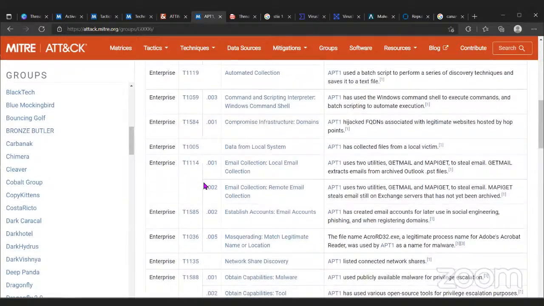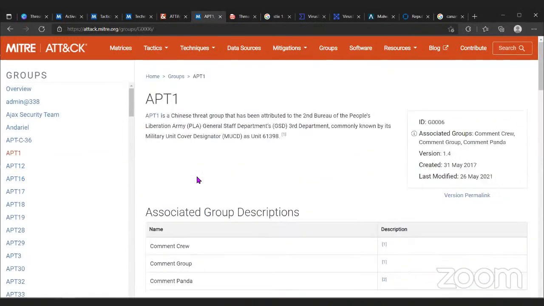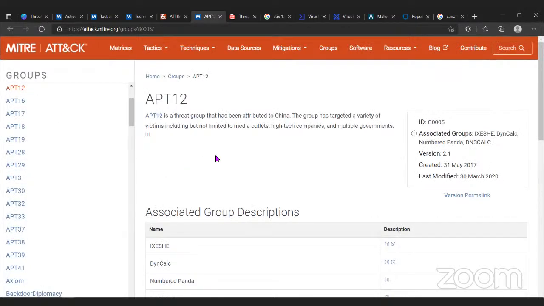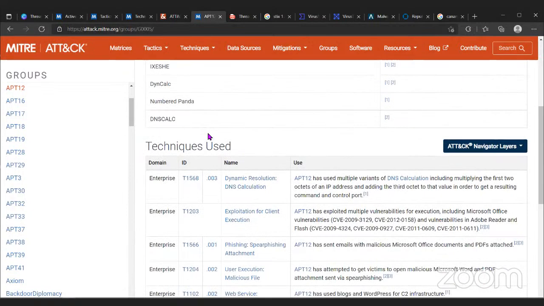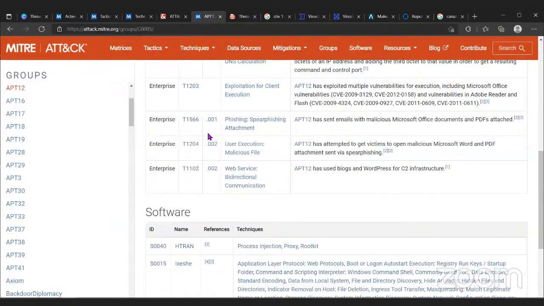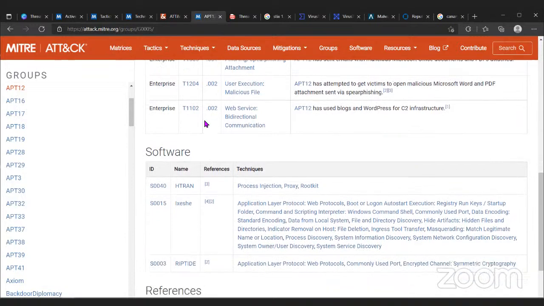And if you look at the descriptions of certain APTs, for example APT12, they target a variety of victims, including but not limited to media outlets, high-tech companies, and multiple governments. So if you happen to be a media outlet, you can go through the different techniques that have been used and anticipate them. Therefore, you can even have a role play within your organization and anticipate certain attacks, so you can mitigate against them even before they happen.